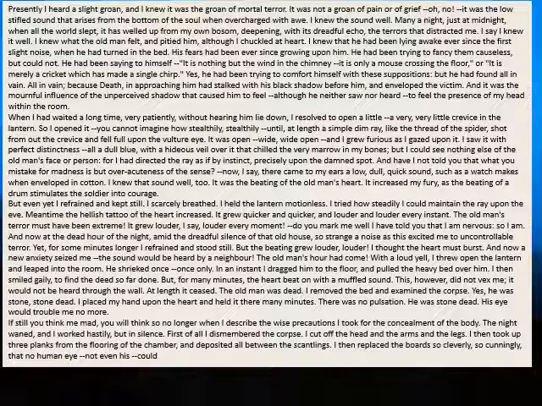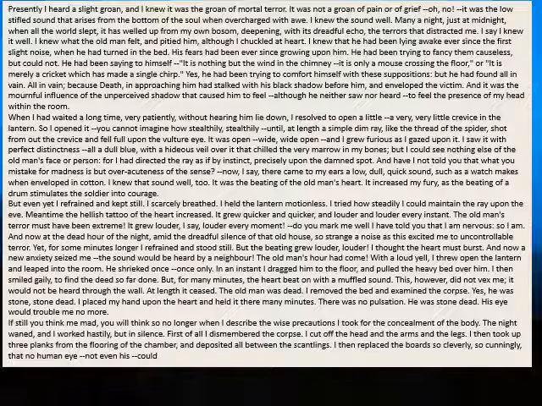I thought the heart must burst, and now a new anxiety seized me. The sound would be heard by a neighbour. The old man's hour had come. With a loud yell I threw open the lantern and leaped into the room. He shrieked once only. In an instant I dragged him to the floor and pulled the heavy bed over him. I then smiled gaily to find the deed so far done. But for many minutes the heart beat on with a muffled sound. This, however, did not vex me. It would not be heard through the wall. At length it ceased. The old man was dead.